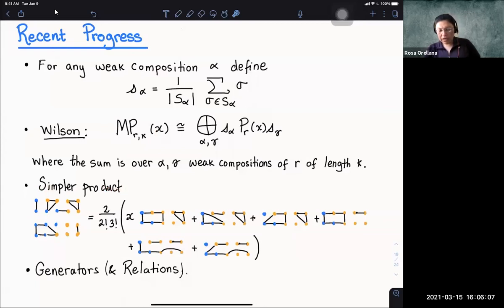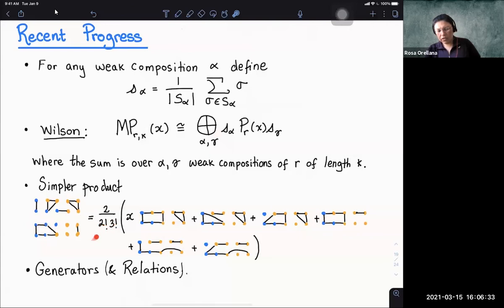The hard part when we were doing the product was figuring out all possible triple deckers. But now this one is a new basis, so it's not the same basis. In this basis, all you have to do is do permutations of the blue dots and the orange dots in the middle right here.